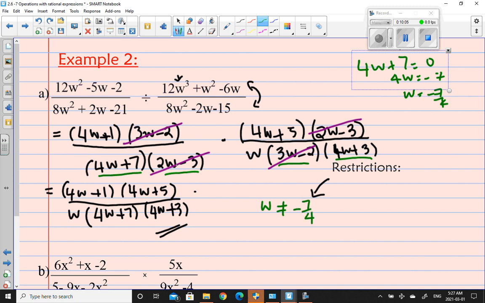And similarly, when 2w minus 3 is equal to 0, you get w equals 3 over 2. So w cannot equal 3 over 2. 4w plus 3 when equated to 0 works out to w equal to negative 3 over 4. So you can't have negative 3 over 4. And then this denominator here also, right? When we factor that out, w cannot be equal to negative 5 over 4.